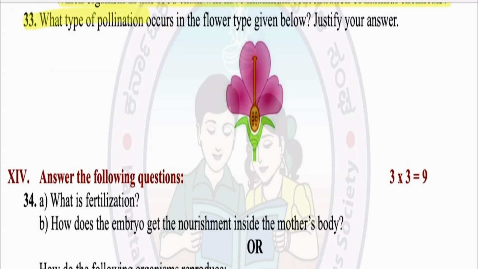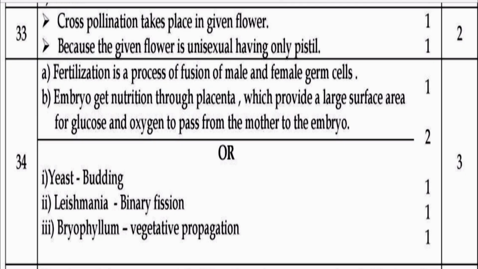What type of pollination occurs in the flower type given below? Justify your answer. Cross pollination takes place in this flower, because the given flower is unisexual, having only a pistil.